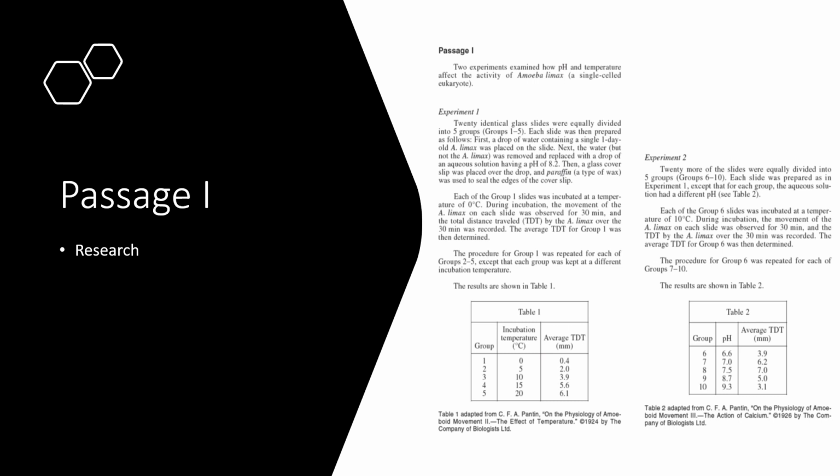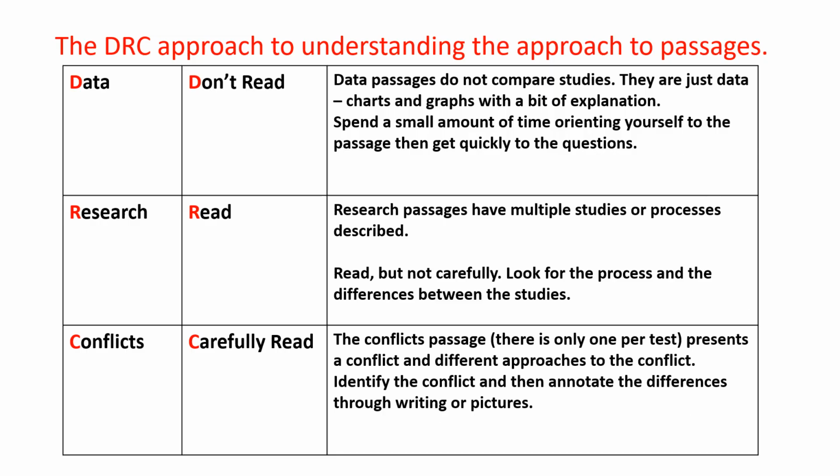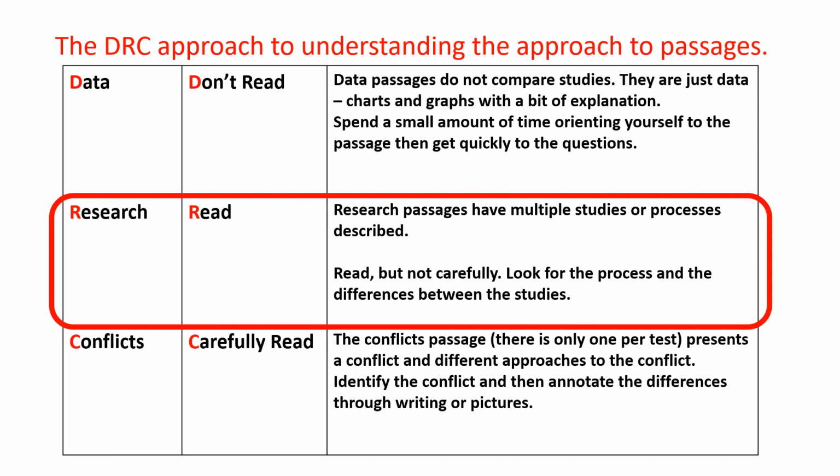We're covering passage 1. This is a research passage. For our DRC approach, R means research and read. We're not going to read carefully, but we're going to look at the process and the differences between the studies.